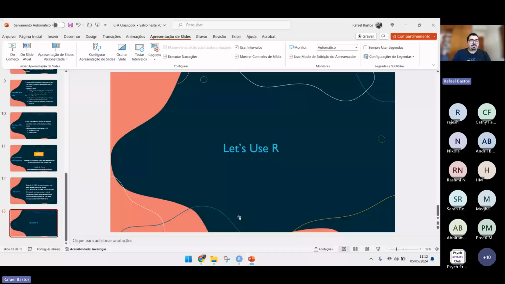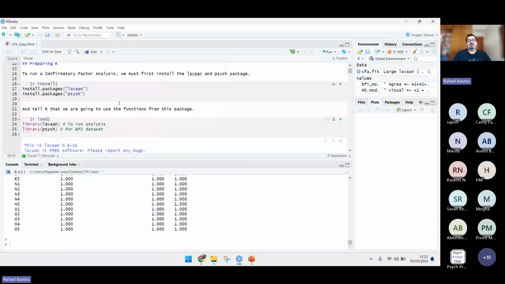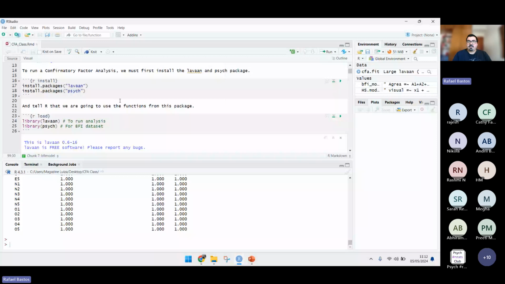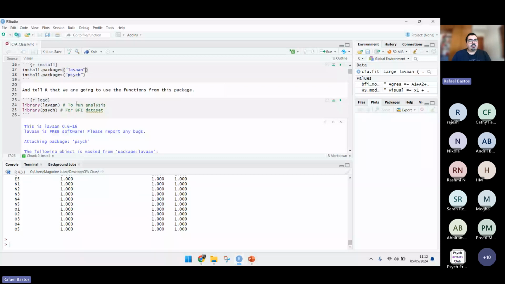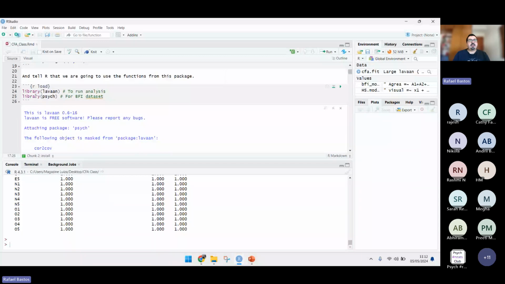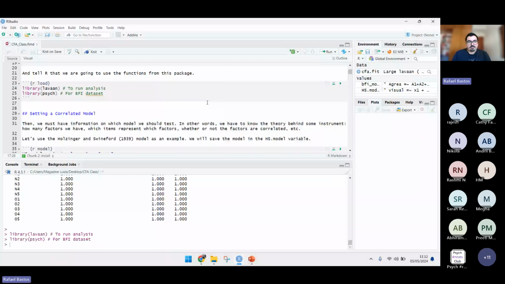So to prepare the R environment, we first need to install the package lavaan to run the CFA, and we will also install the package psych to use its data set, but psych will not run the analysis. Who will run the analysis is lavaan. So you use the function install.packages, put the name of the package here, and tell R that we will be using this package. So we'll just put library lavaan and library psych and run this. Okay, it's now loaded on my computer.